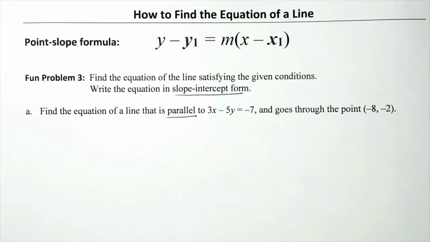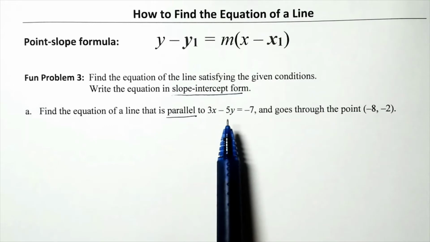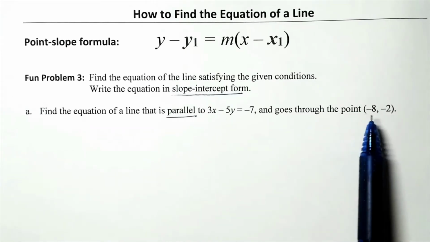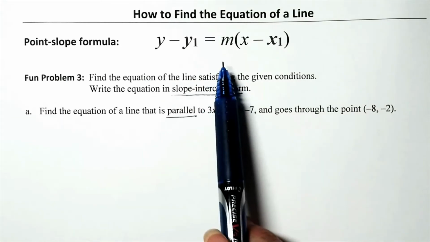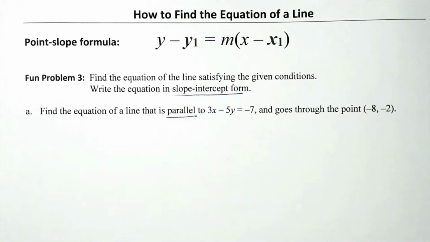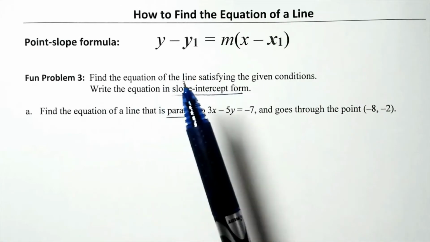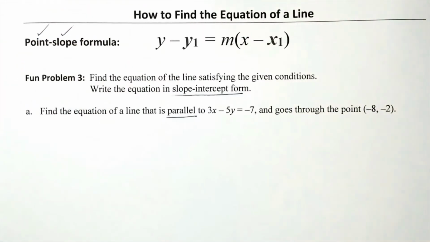Okay, so find the equation of a line that is parallel to 3x minus 5y equals -7 and goes through the point -8, -2. Remember, to find the equation of a line, we're going to use the point slope formula. But in order for us to use the point slope formula, we need to have a point and a slope. Even if you use another technique, you still need a point and a slope.